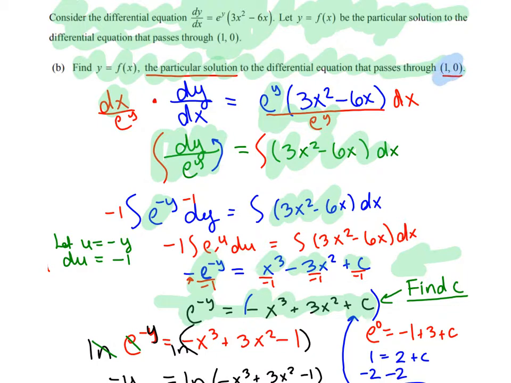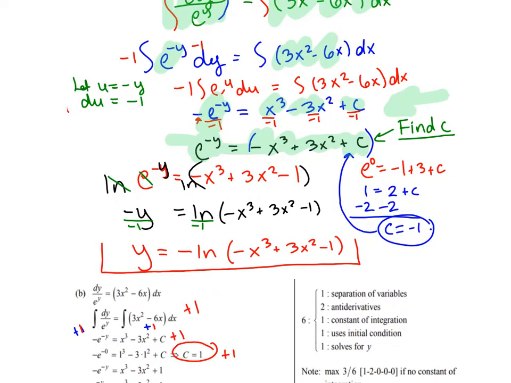Now let's look at the initial condition given. Plug it in. Wherever you see a y, you put a 0. Wherever you see an x, you put a 1. You're going to end up getting c equaling negative 1, because e to the 0 is 1. So plug that in. Now we can solve for y because we need to get y by itself. So take the natural log of both sides and divide by negative 1. You're going to end up getting this. I don't really see a way to simplify that one. You could have moved that negative as an exponent if you wanted to, but you don't really need to do that.